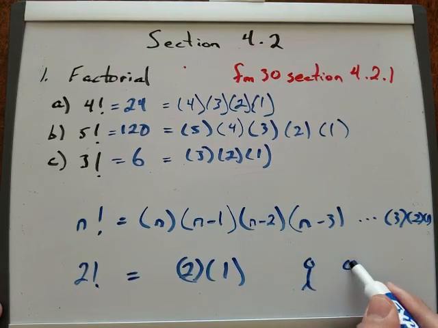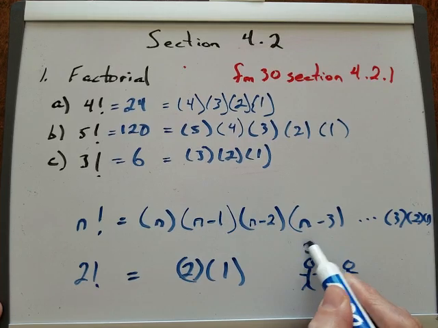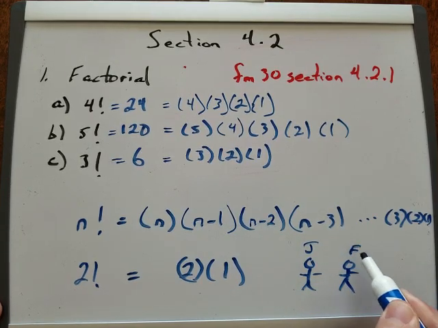If there's 2 people, and we're going to decide what order to put them in, well, it can be John first and Frank second, or it could be Frank first and John second. There's 2 different ways to organize them. That is what a factorial is.